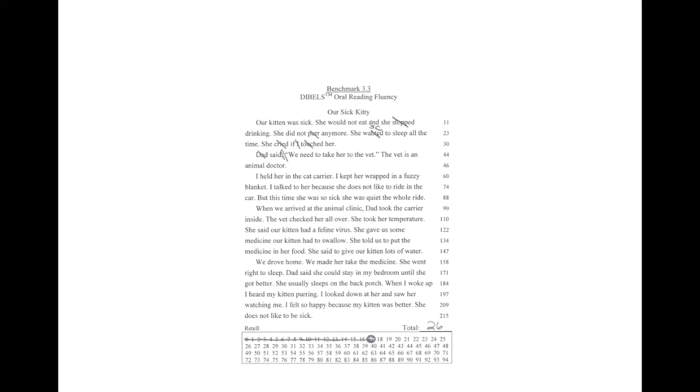DIBELS Next Oral Reading Fluency, or DORF, AIMSweb, and PALS all have fluency progress monitoring measures. The main difference between progress monitoring and screening fluency is that during progress monitoring, the student reads only one passage and the score is graphed, as opposed to reading 3 passages and graphing the median data point when screening students for fluency skills.